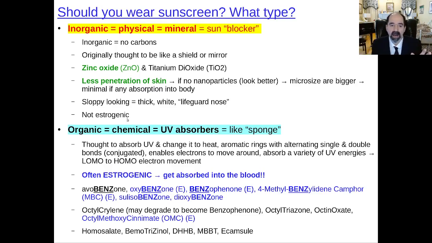Okay, the next main category of sunscreens are what is called the organic, because they contain carbons in them. They're also called the chemical sunscreens. They're also called ultraviolet absorbers, and it was thought before that they function like a sponge, like they catch the ultraviolet photon and then prevent it from injuring the body. Okay, and they've got a special chemical structure that very much relates to the estrogenic molecules. Quite often they are estrogenic.